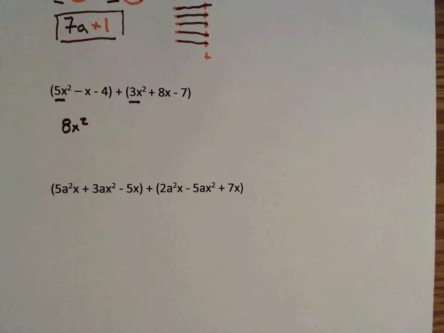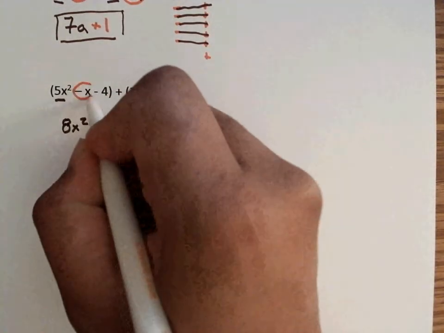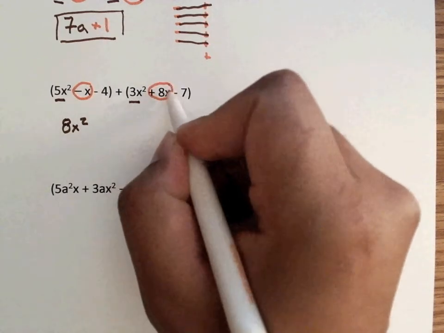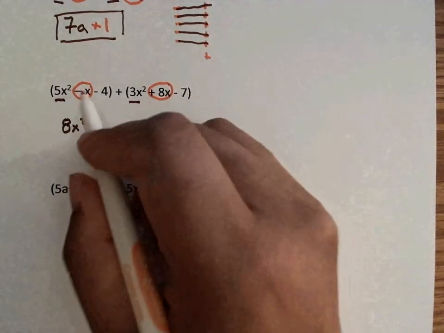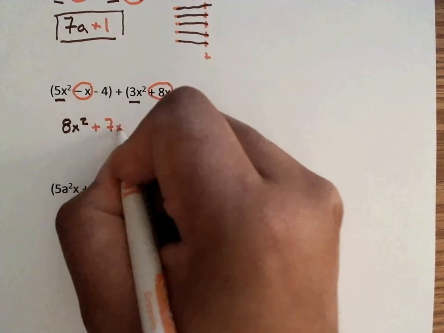Then we go on to another like term. So we have negative x and we have a positive 8x. Those are all like because they have an x term. So negative x plus 8x is plus 7x.